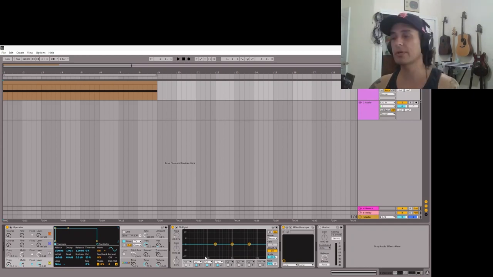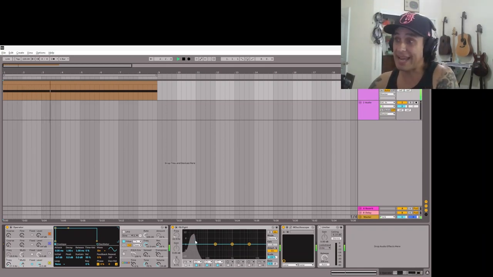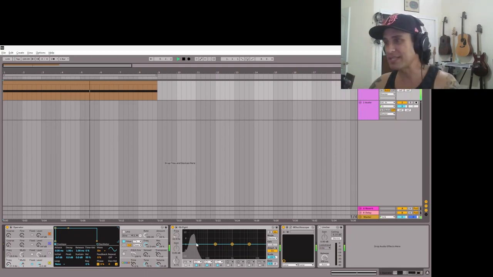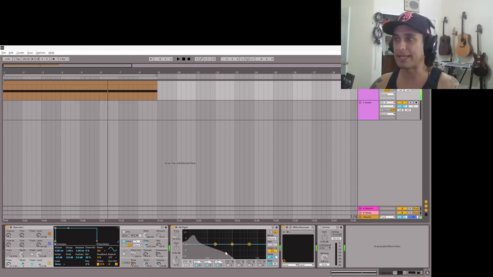So first thing we're going to do here is I have a note here. It's 27.5 hertz. It looks like this. We can see it in the EQ. It's this nice root note right here at 27.5 hertz. There are some visualization issues that make it look a little bit less perfect. There are probably some imperfections coming out of the synthesizer itself, coming out of Operator.